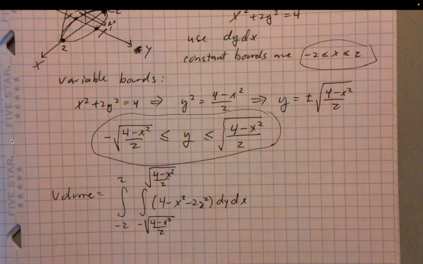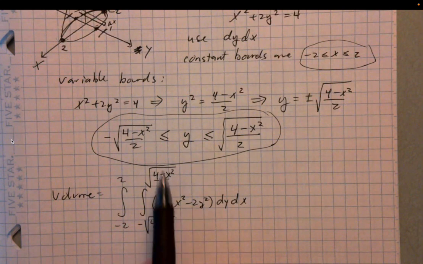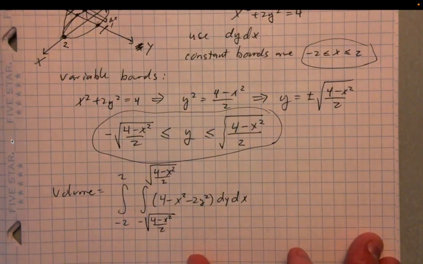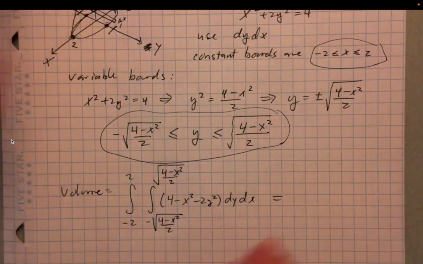All right, so obviously the polynomial is not the problem here. The problem is the variable bounds on the inner integral, right? And so that's going to be the tricky part here. Okay, so let's go ahead and work this out. I'm going to give myself lots of space on the next page for that.